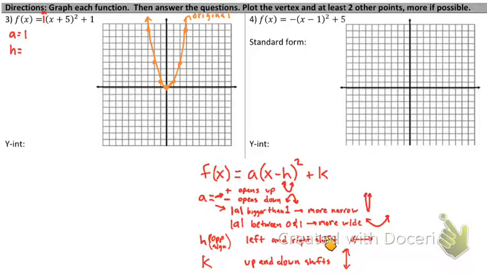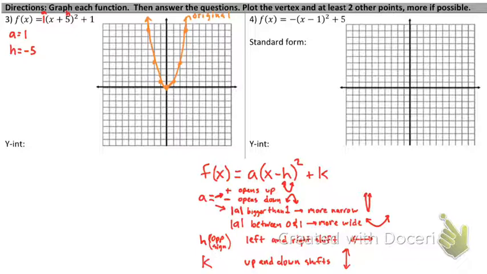So as I mentioned before, with the H value, you want to think opposite sign. Our H value is right here. It's always in parentheses. So we want to think of the opposite sign. So this is the H value, but we need the true H value, which says our H value is really -5.